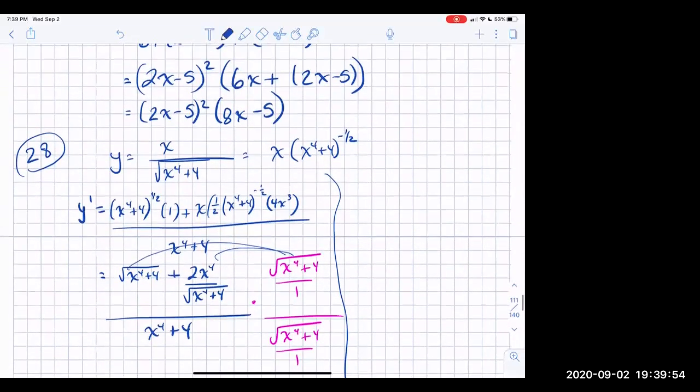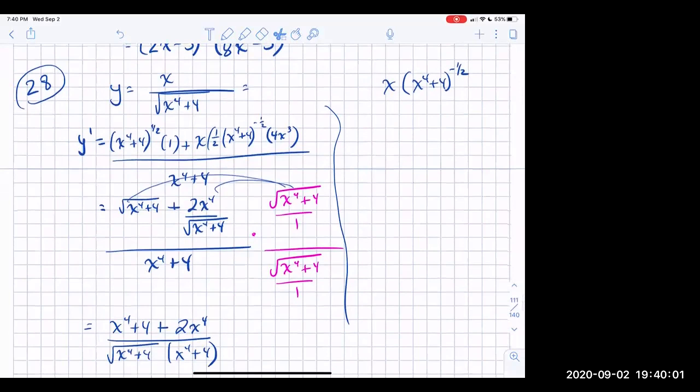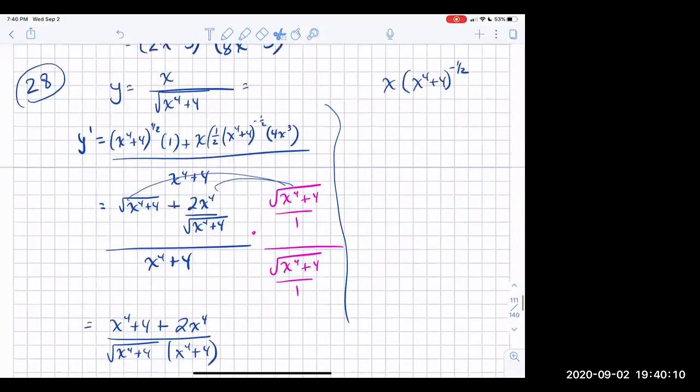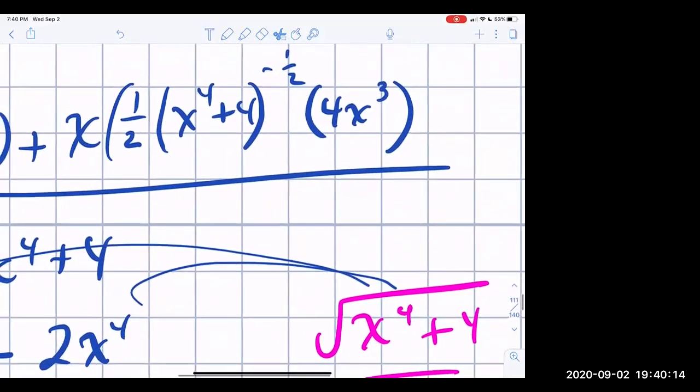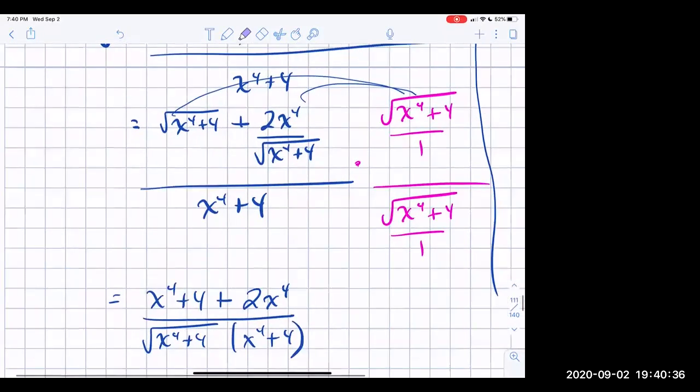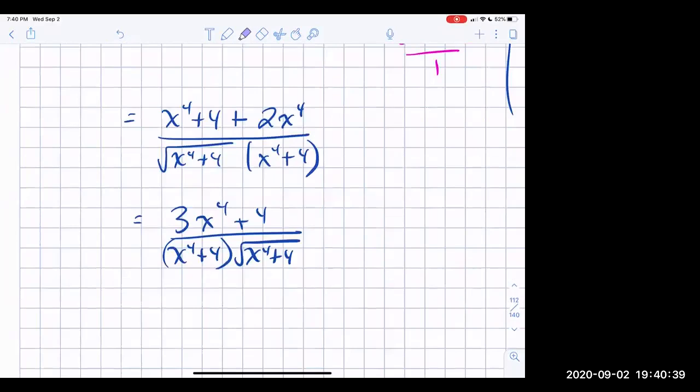Would this one have been any different if we'd have just done the product rule? Yes. Why did you get the 2x to the fourth over the square root of x to the fourth plus four? Okay, so from this mess here, when I take this times x, it's 4x to the fourth, right? Times 1/2 makes it 2x to the fourth. The negative on this means that square root is in the denominator. Okay? So you just kind of have to break it down into the structure of what's going on. Are we good with that?